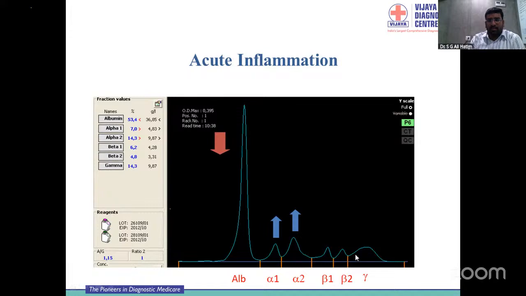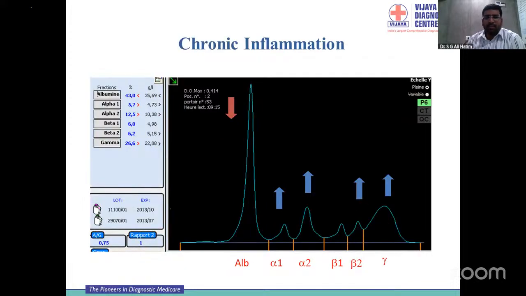Usually this is the normal pattern, what we call the Gaussian pattern of gamma. There is no disturbance here, no peak, no increase, no additional fractions. Only these parameters are increased with the help of these concentrations. So this can be an acute inflammatory pattern.